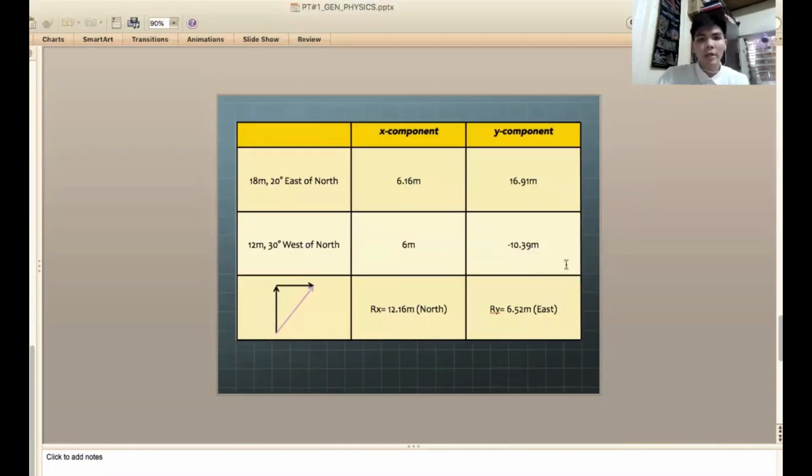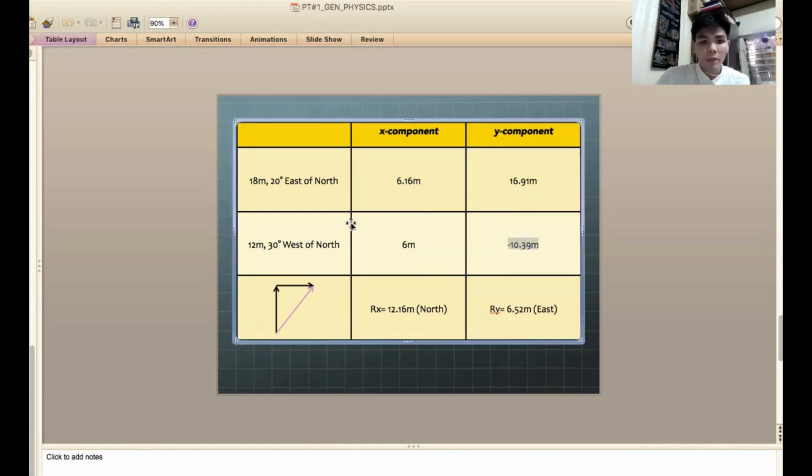So we're going to add together the x and y components. So 6.16 meters plus 6 meters equals 12.16 meters, and it is north. And for the y component, 16.91 meters minus 10.39 meters equals 6.52 meters east. Why does this have a negative component? Because we know that north is positive, east is positive, and west is negative, and south is negative. So that is the reason.